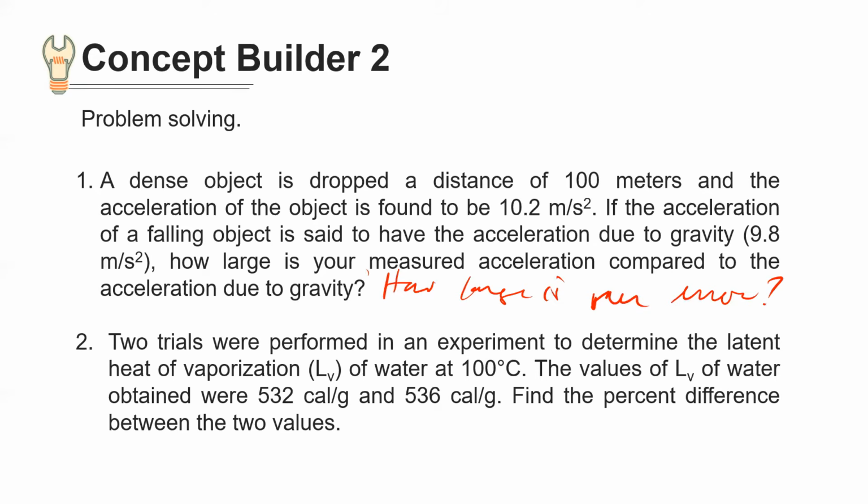So number 2. Two trials were performed in an experiment to determine the latent heat of vaporization, L sub V, of water at 100 degrees Celsius. The values of the latent heat of vaporization of water obtained were 532 calories per gram and 536 calories per gram. So find the percent difference between the two values. You would like to know how much larger or smaller are these two values compared to each other. Okay, so you may pause this video and just resume watching afterwards.